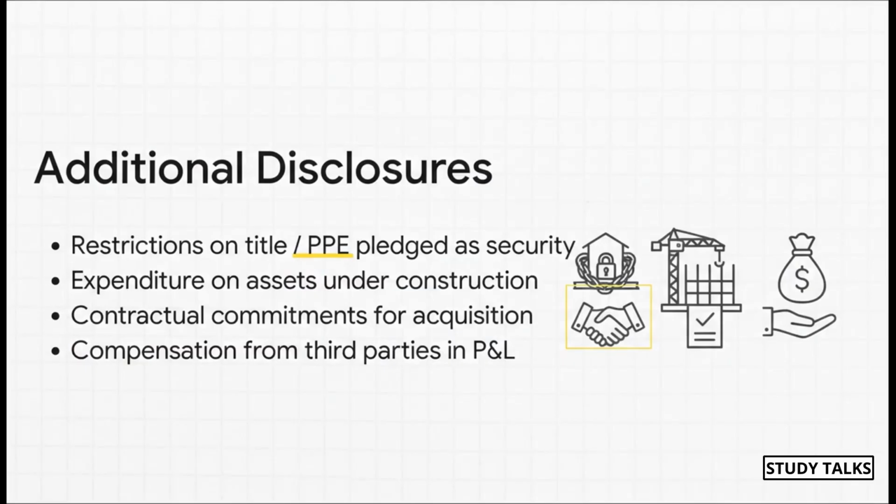Next, we've got some additional disclosures that give a bit more insight. If you've pledged any assets as security for a loan, you have to disclose that. You also need to show how much you're investing in the future by disclosing capital work in progress and any firm contracts to buy assets. And remember our impairment section? That compensation you got from the insurance company? That gain needs to be specifically disclosed in the P&L notes.